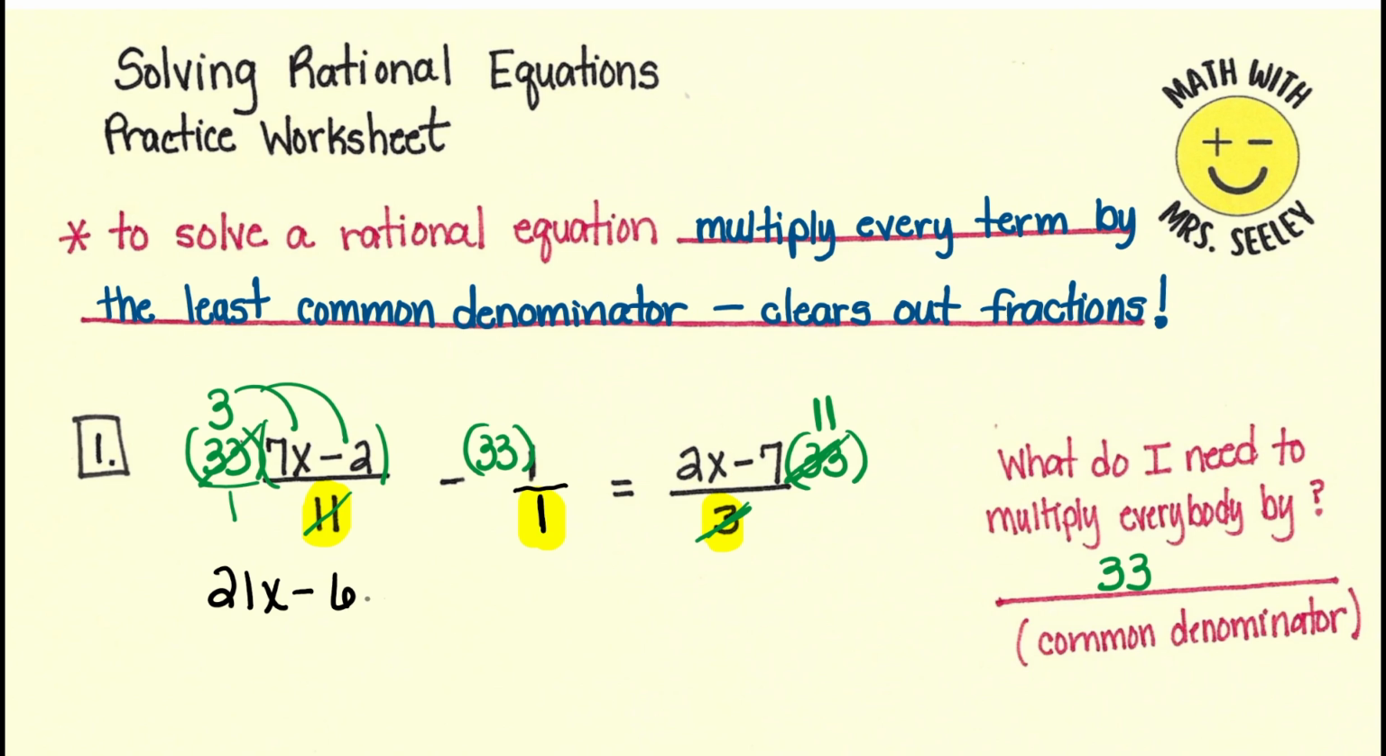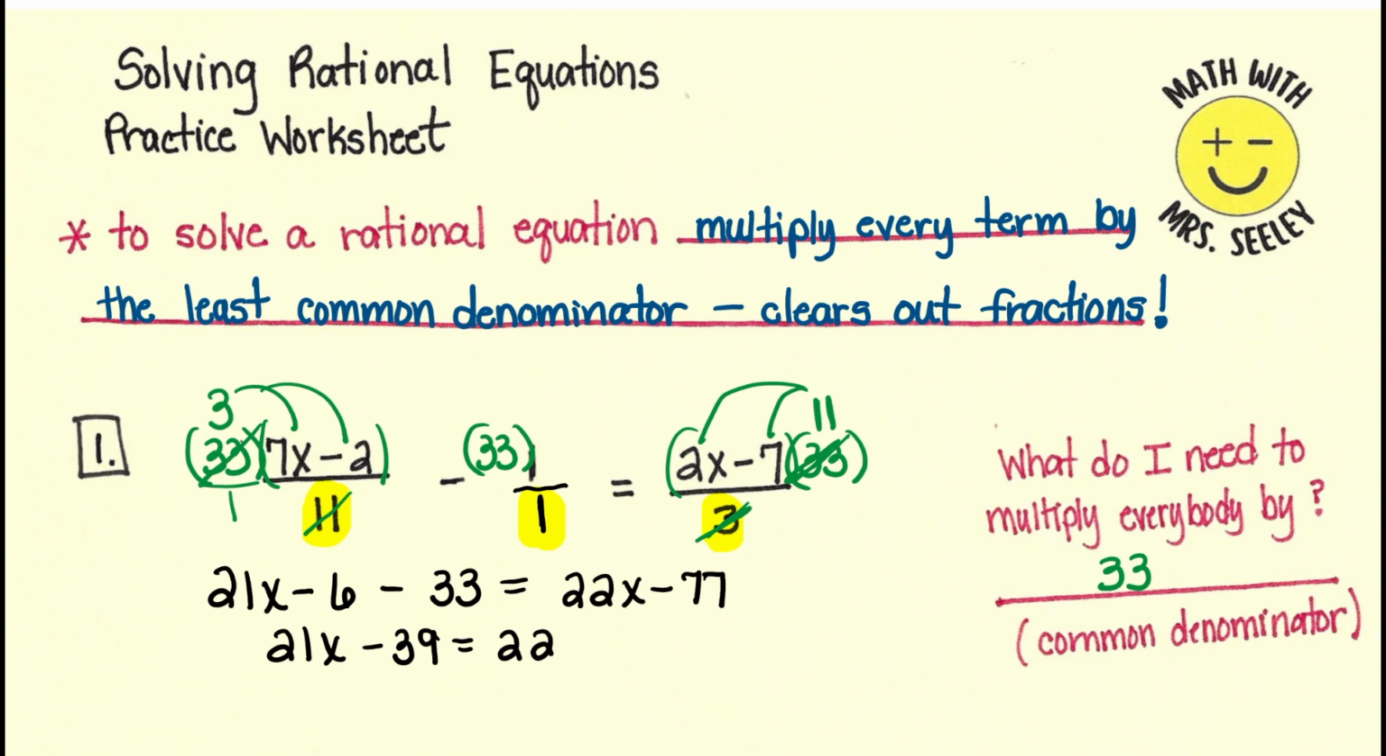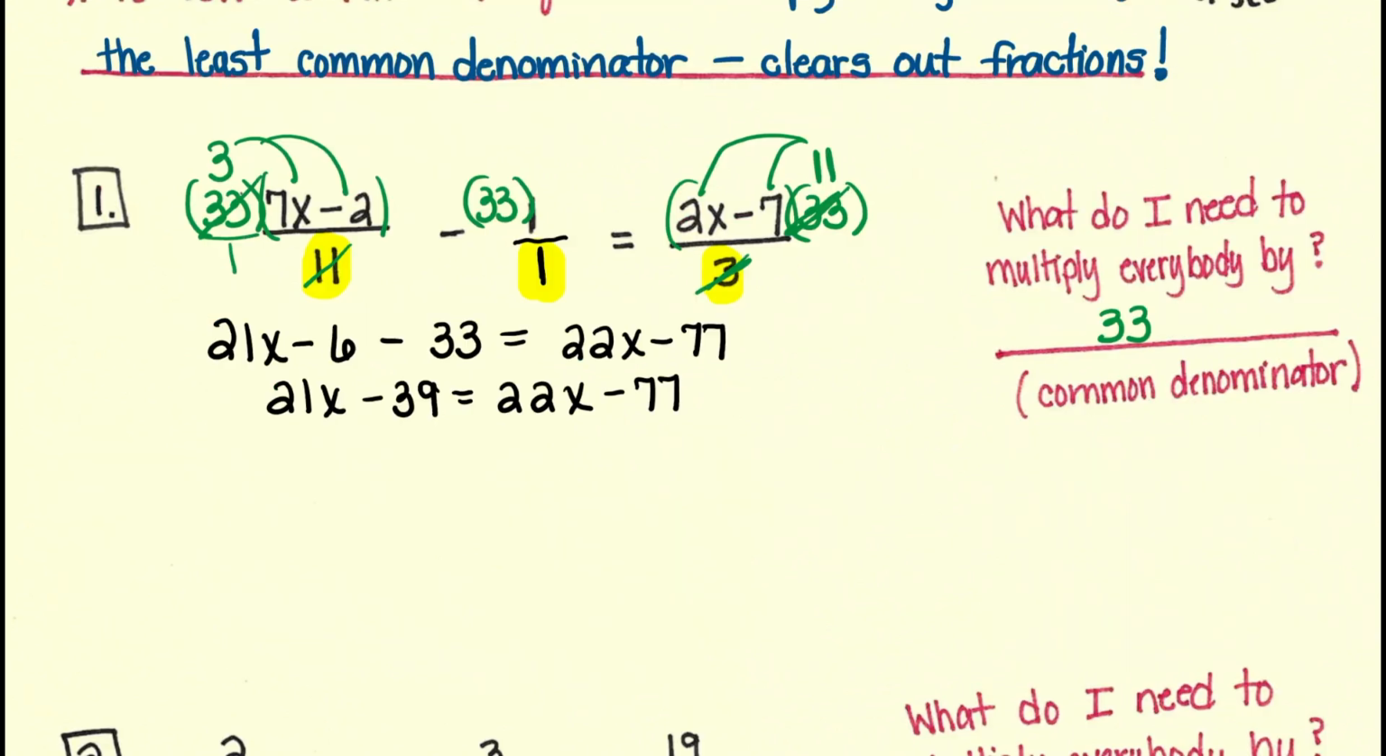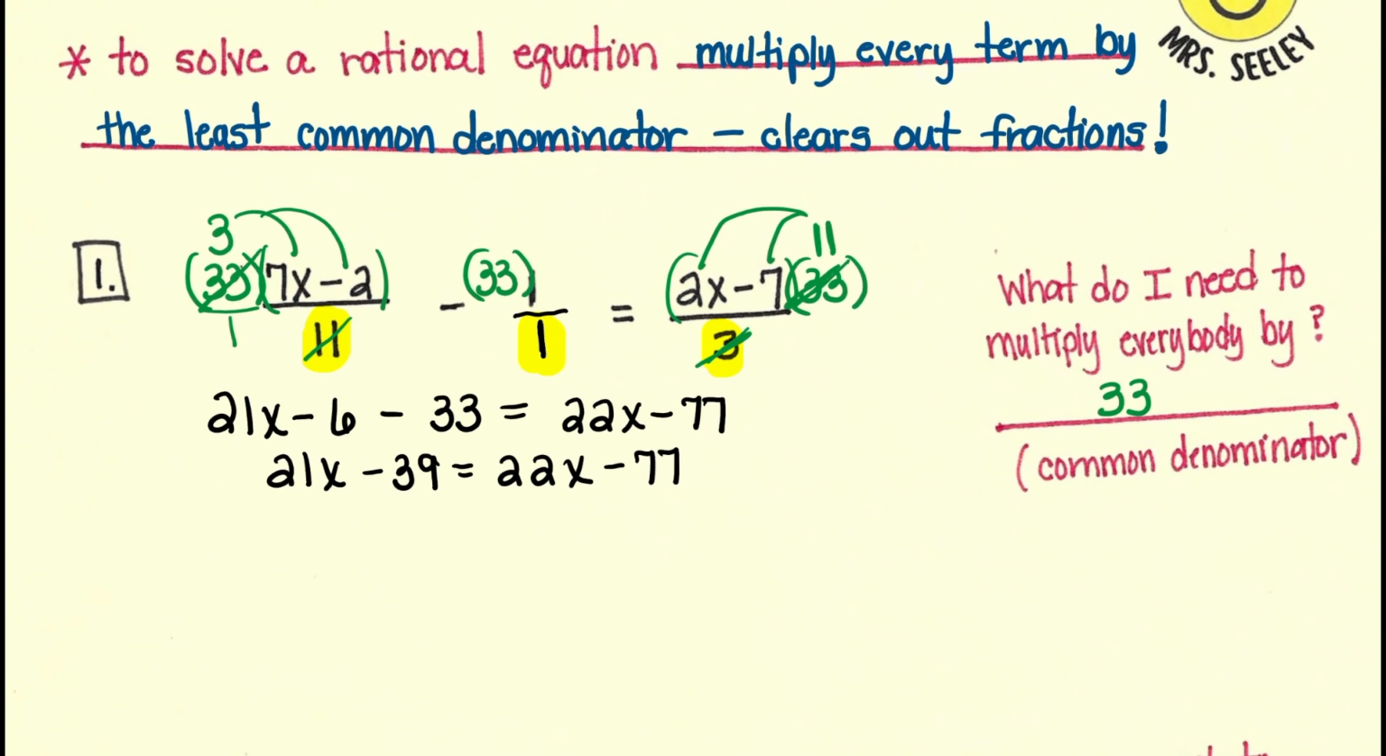21x minus 6, then minus 33 times 1 equals, and over here we're also going to distribute that 11 through, giving us 22x minus 77. Collect your like terms. 21x minus 39 is equal to 22x minus 77. Then I will solve the equation.